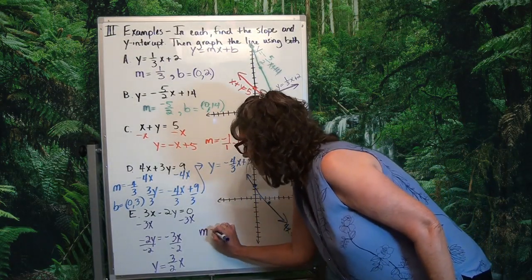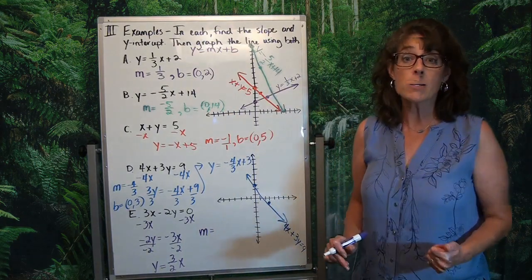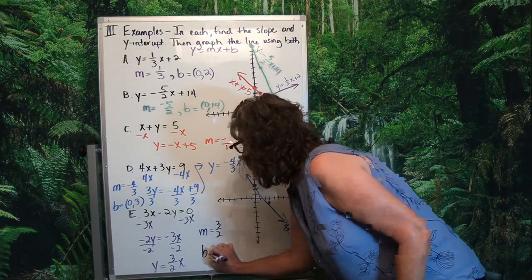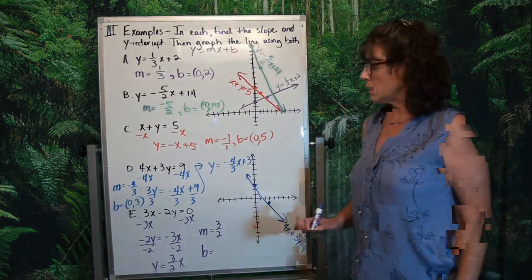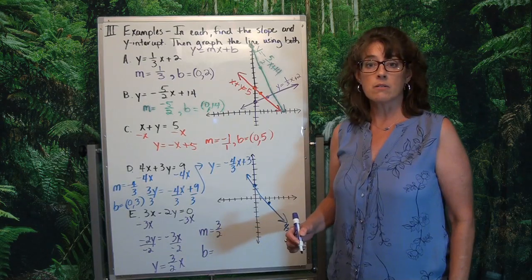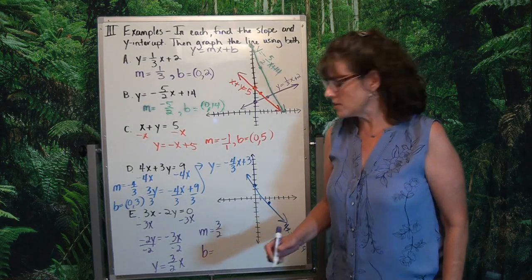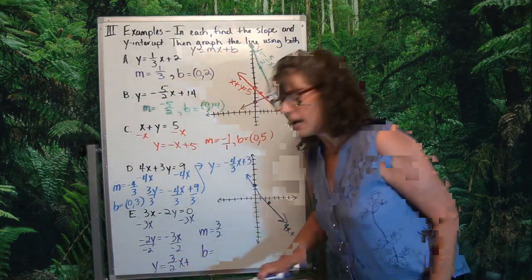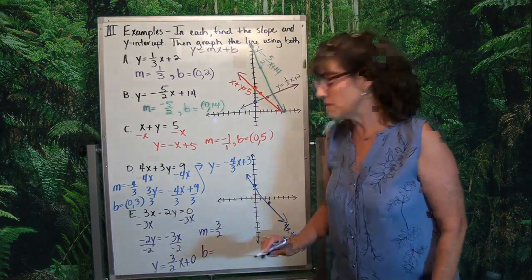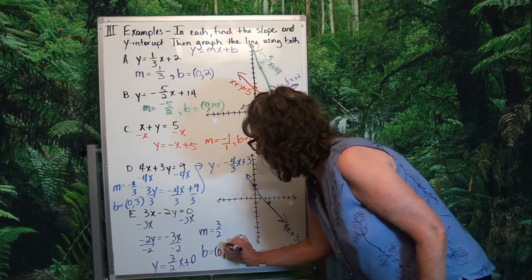My slope sits right in front of the x. Now that the y is by itself, it sits in front of the x: 3/2. And my y-intercept, now wait a minute, I need y equals mx plus b, but it doesn't look like anything's been added. So when it doesn't look like anything's been added, what has been added? Yes, a 0. So my y-intercept then is going to be (0, 0).